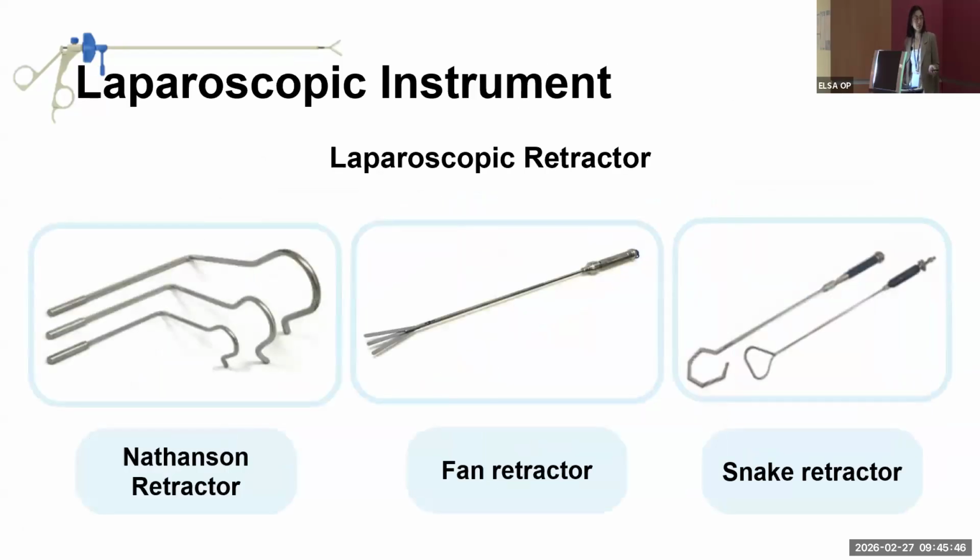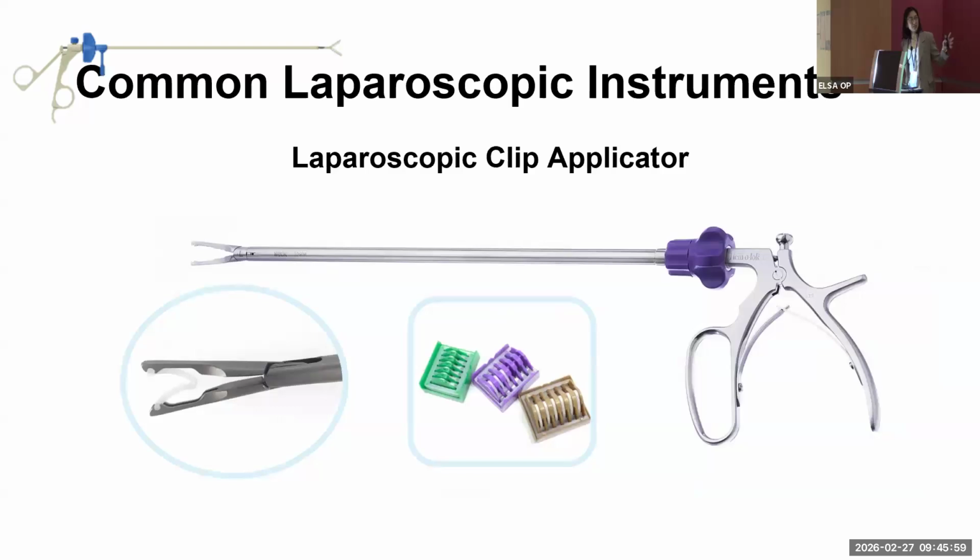And our retractors. So the Nathanson retractor, the snake retractor, usually we use this to retract the liver. It's not the fan retractor, but the fan you can also use for some bowels. So it opens up just to retract.